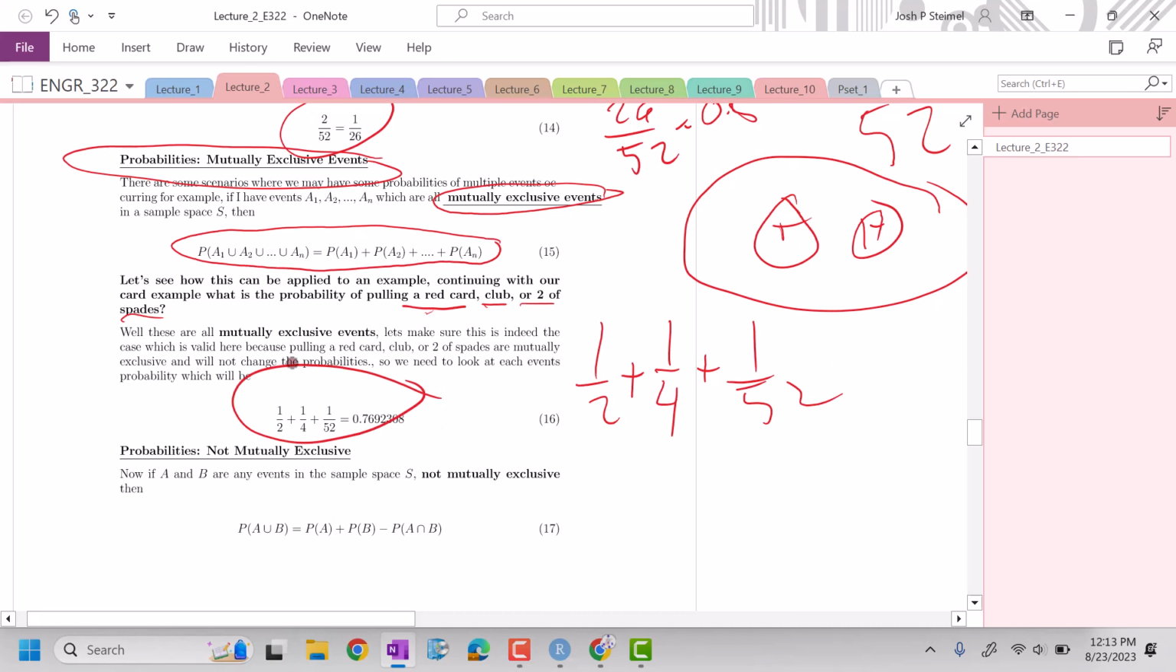So that's how we have to think about it: can I pull a card that satisfies multiple expressions simultaneously? That is the determining factor of whether something is mutually exclusive or not.